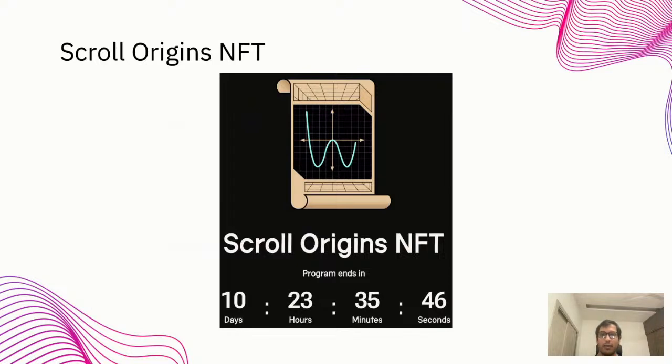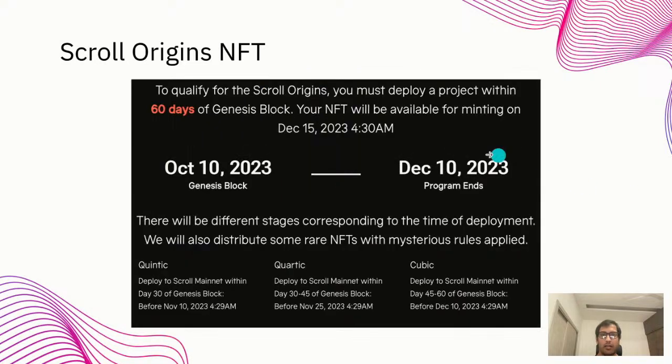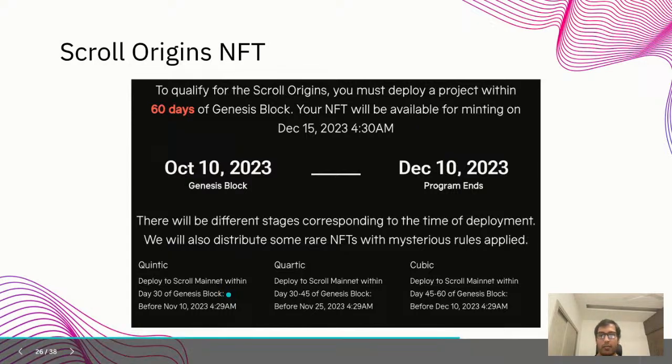It's Scroll's attempt to incentivize adoption by providing something that could be of value in the future in the form of an NFT. So there's three different NFT types, all with their own time period that you'll have to deploy or quest on Scroll, and you're rewarded with the different NFTs.